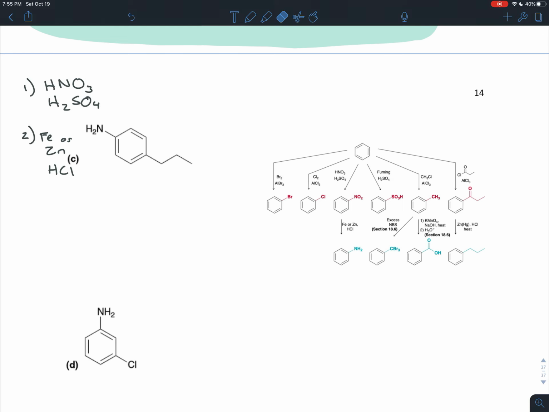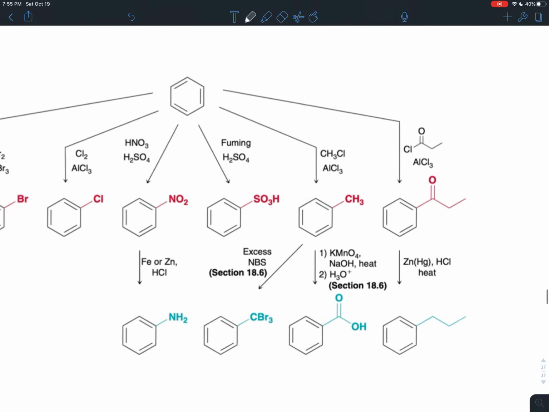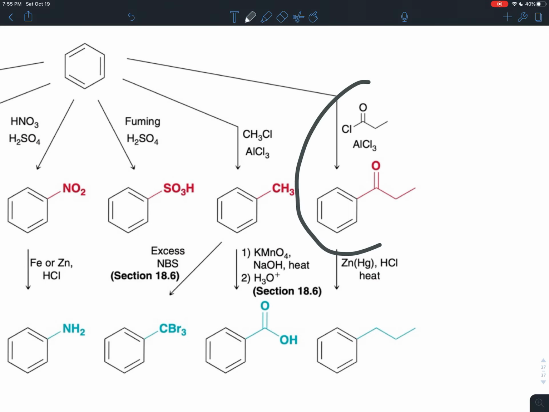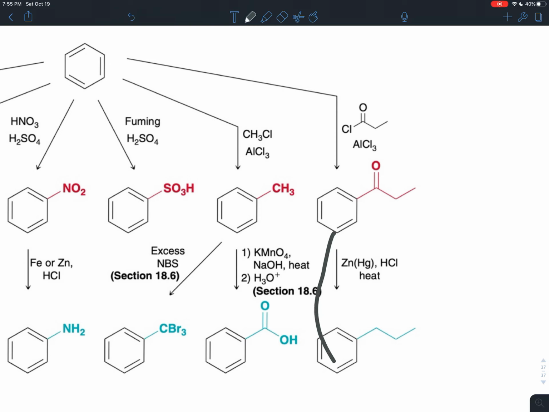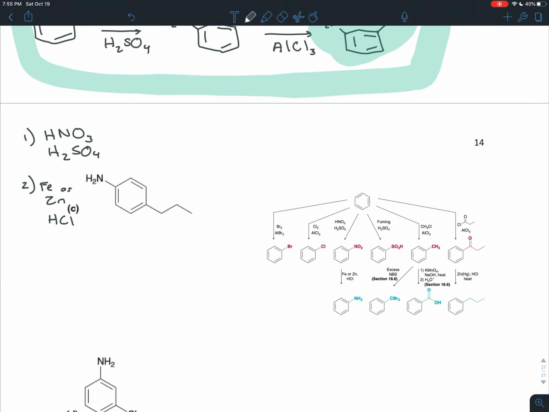So we can't do a Friedel-Crafts alkylation. That means we have to do a Friedel-Crafts acylation. The whole advantage of a Friedel-Crafts acylation is that you get that acylium ion that stabilizes the positive charge on the carbon so you don't get carbocation rearrangements. So we'll use that Friedel-Crafts acylation, and then we'll just have to reduce it in order to get rid of the double bond to the oxygen.